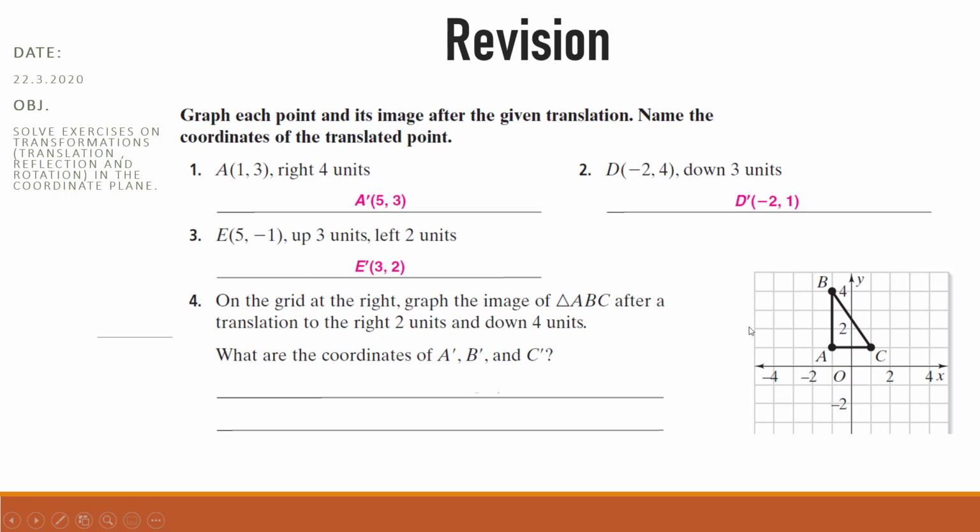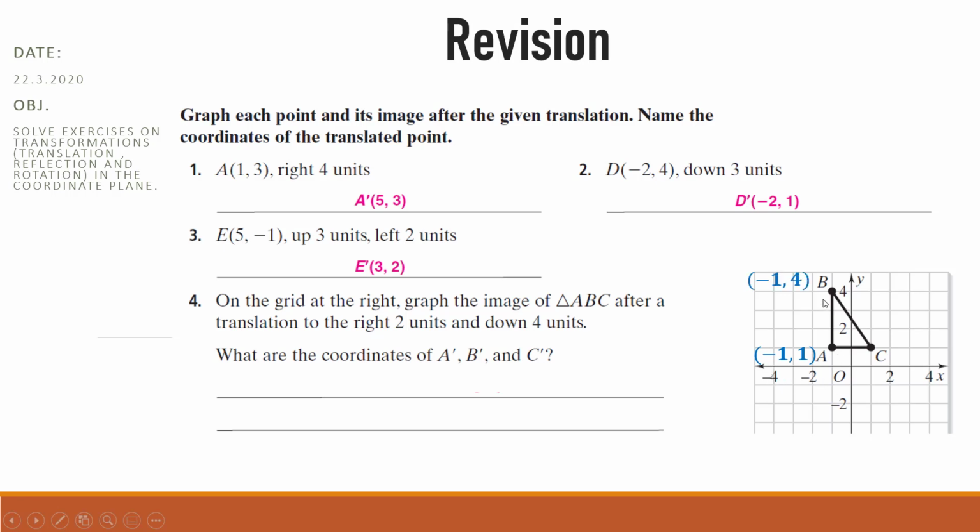On the grid at the right, graph the image of triangle ABC after translation to the right 2 units and down 4 units. I'm not going to draw, so I'm going only to give you the answer, the coordinates of the image, A prime, B prime, and C prime. At first, A is (-1, 1).